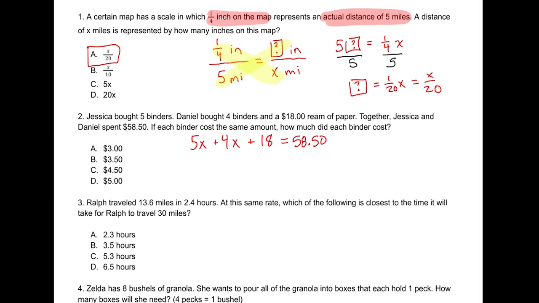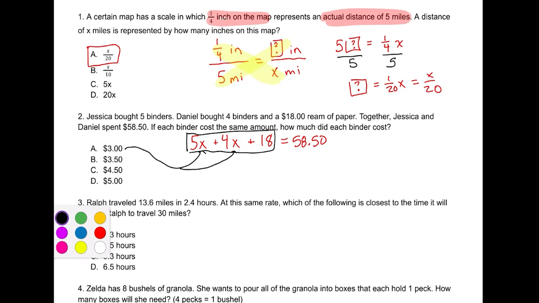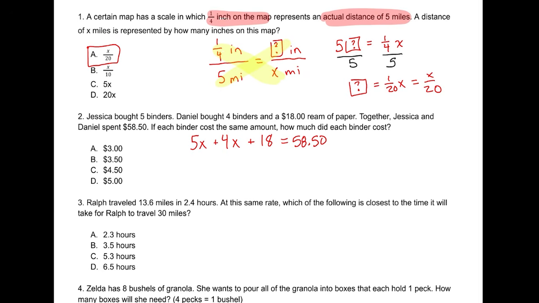Once you set up this equation, it might be easier to simply plug these potential answer choices into X and just calculate using your calculator what this expression equals. Like for instance, 5 times 3 plus 4 times 3 plus 18. And if that does equal 58.50, then you know you've got it right. So you can test each of the answer choices if you feel a little shaky on your algebra, but let's actually go through the algebra so you can see how it's solved properly.